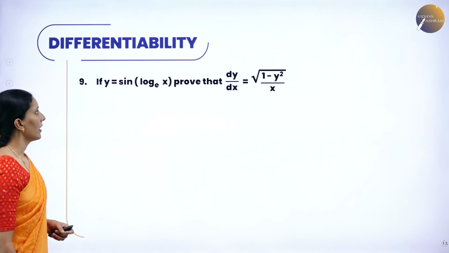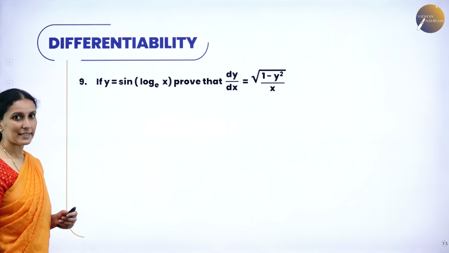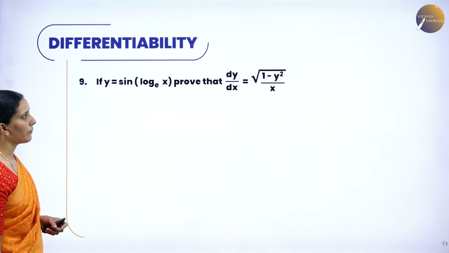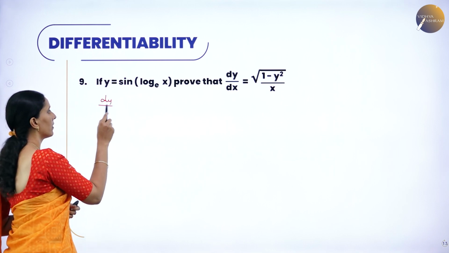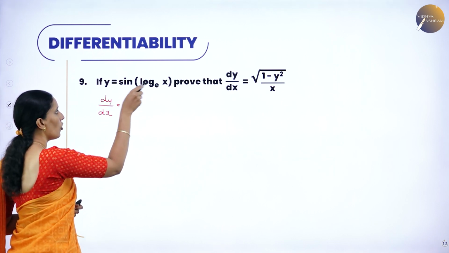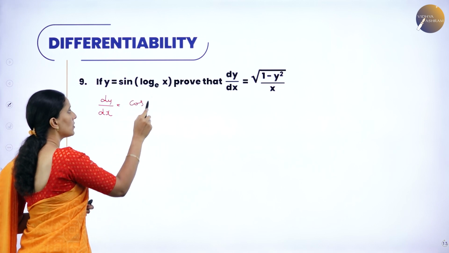So the next question, if y is equal to sine of log base e to x, prove that dy by dx is equal to root of 1 minus y square divided by x. So dy by dx, we have sine of log x will become cos of log x.